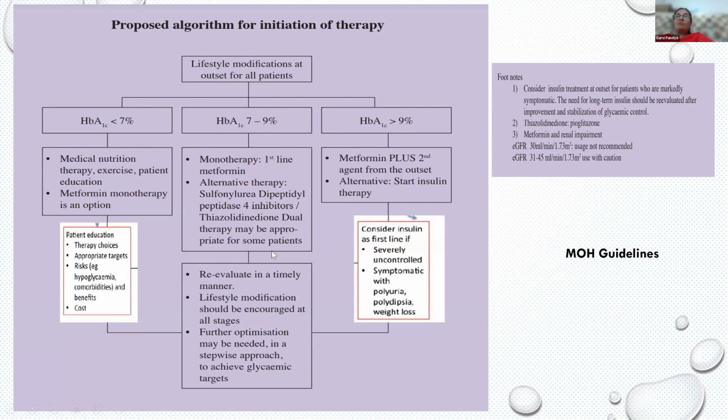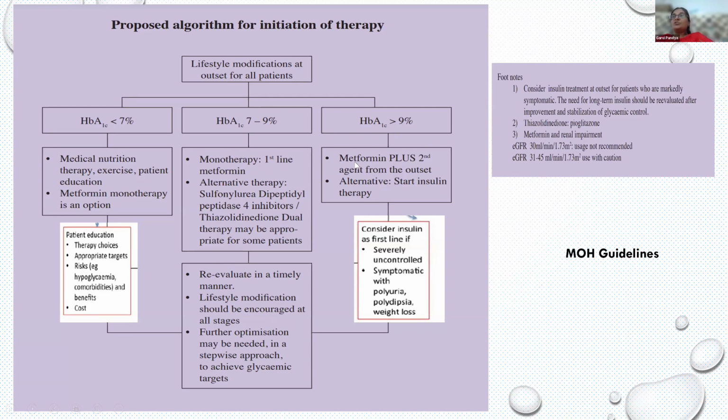At every step, whatever the HbA1c, we need to emphasize lifestyle modification and optimization of physical activity and diet. And if the patient has HbA1c more than 9%, then insulin therapy is recommended. And consider insulin as first line therapy if the patient has a diabetic crisis, or severely uncontrolled diabetes, or symptoms of diabetes.